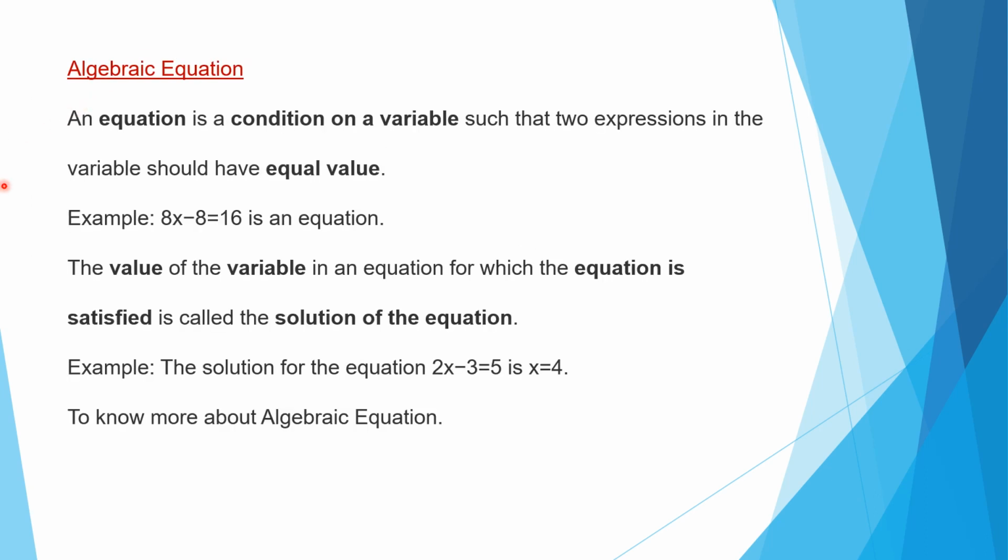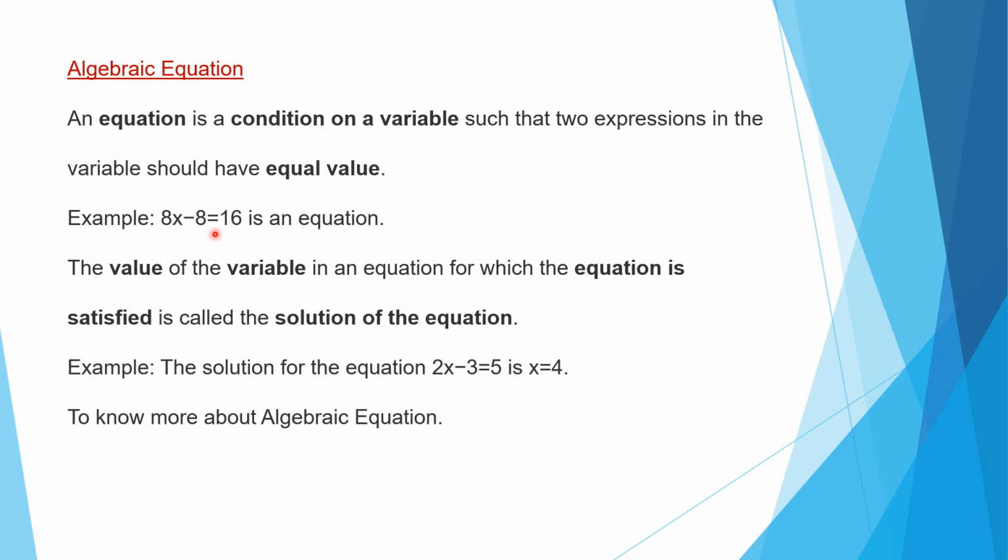Then the algebraic equation. What is the difference between an algebraic expression and an algebraic equation? Let us see. An equation is a condition on a variable such that two expressions in the variable should have equal value. That means in an equation, two expressions will be there, separated by an equal sign, right? This also you know already. This you have studied in 6th standard.